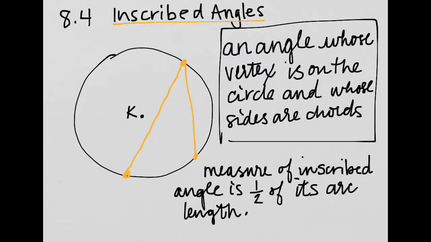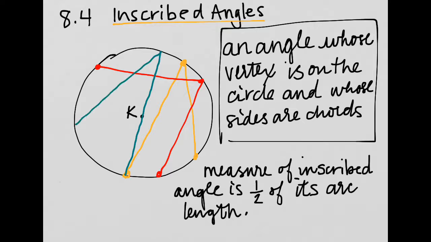You could also have one that looked like this, a lot wider. Also an inscribed angle. You could have one that goes right through the center. That's also an inscribed angle. They could be really, really tiny. Still an inscribed angle, okay?